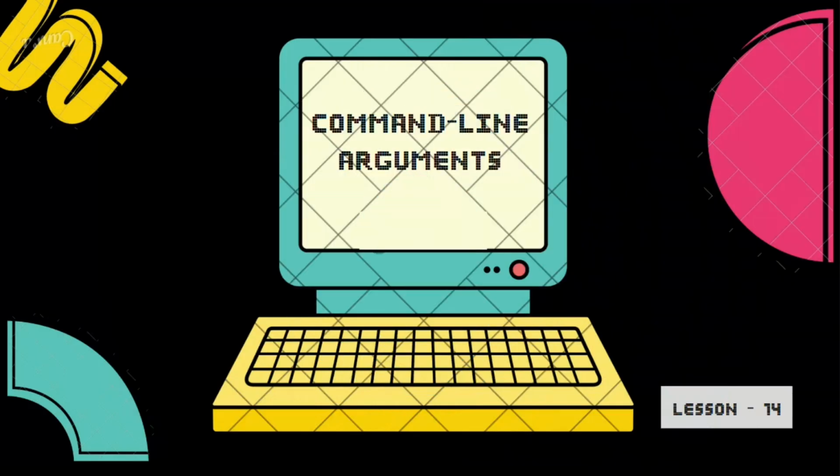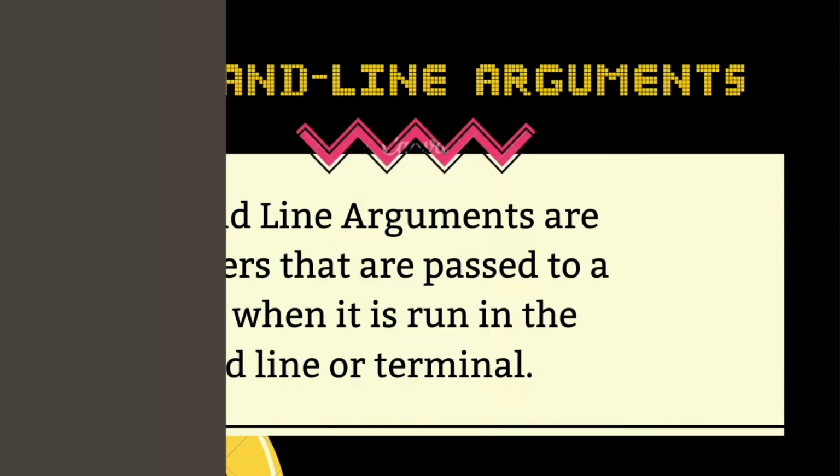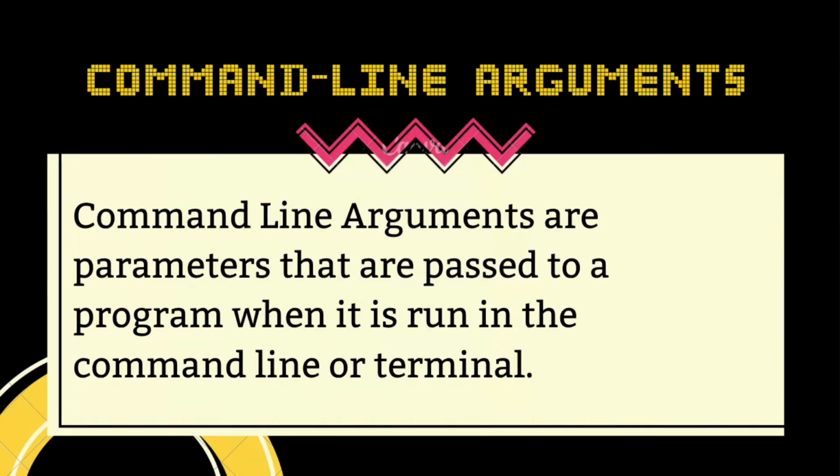Hello everyone. In this video, we will talk about command line arguments in C. Command line arguments are parameters that are passed to a program when it is run in the command line or terminal. They allow users to control how a program operates by providing inputs directly from the command line interface.